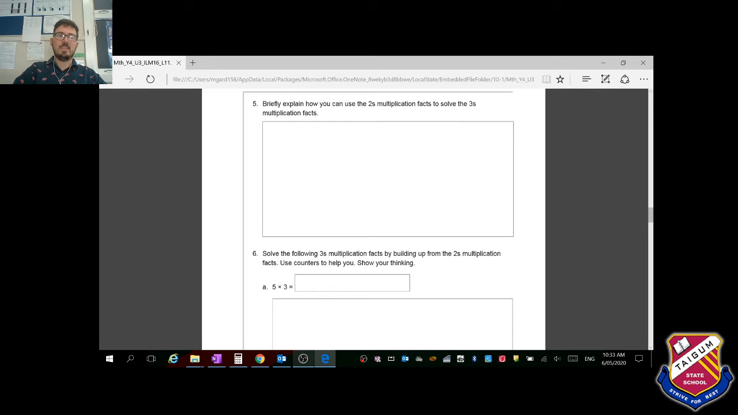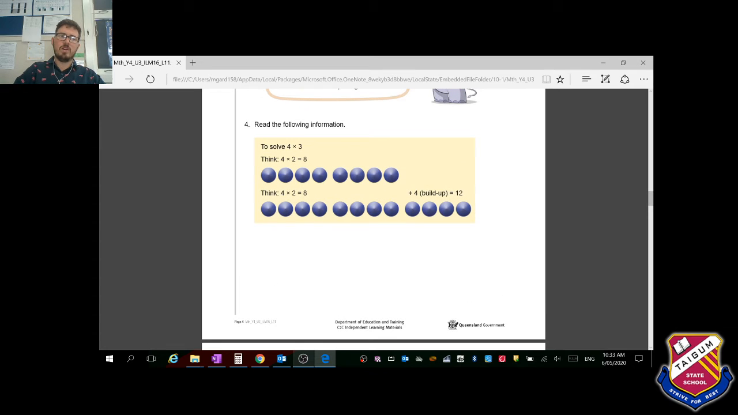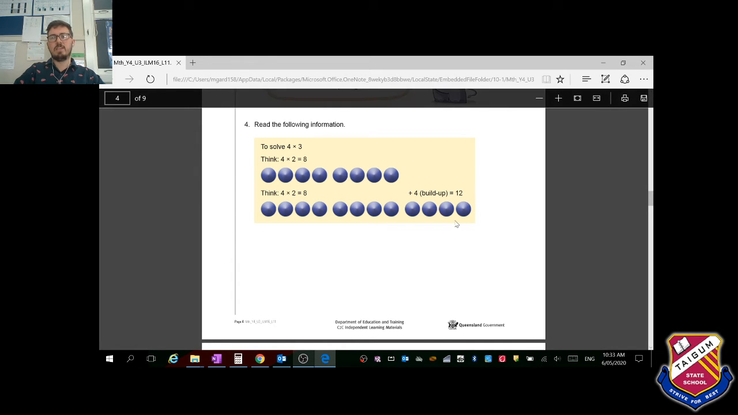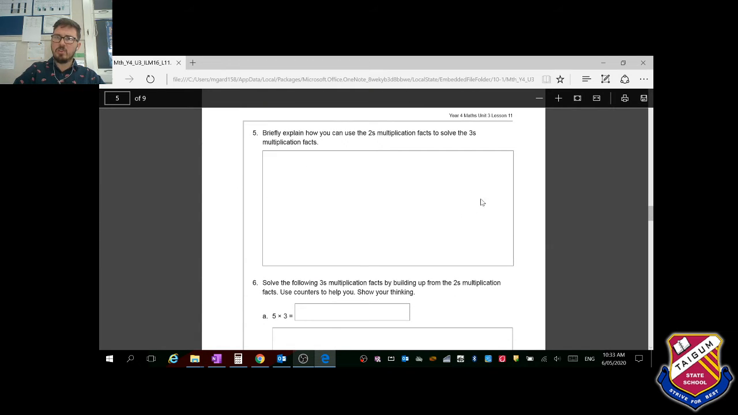5. Briefly explain how you can use the 2's multiplication facts to solve the 3 multiplication facts. Keeping in mind here, 4 times 3, you can do 4 times 2 is 8, and then you add 4, which gives you 12, which is 4 times 3. So I want you to write down here how you can use the 2's to help you solve the 3's. Off you go.